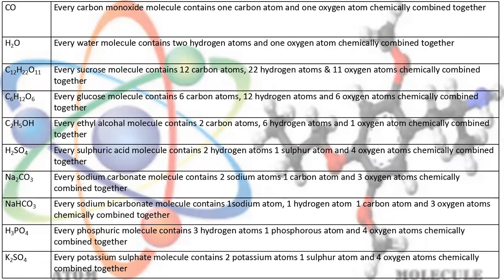Next is C6H12O6. It means carbon 6, hydrogen 12, oxygen 6. This is the glucose molecule. It contains 6 carbon atoms, 12 hydrogen atoms, and 6 oxygen atoms chemically combined together. Clear?